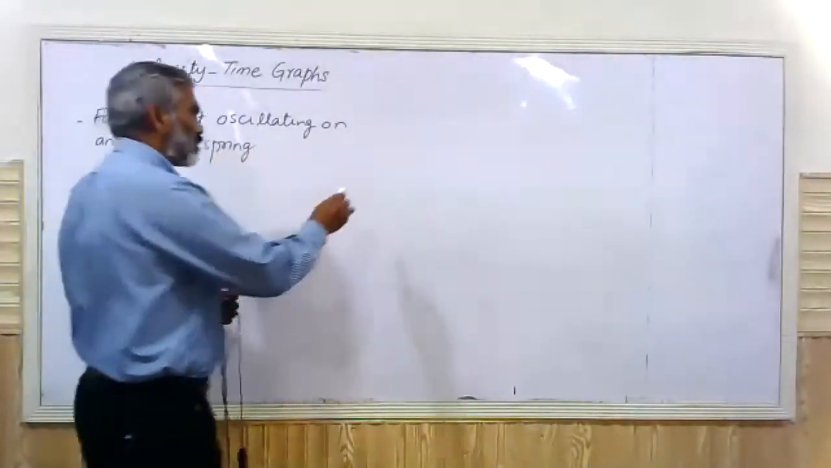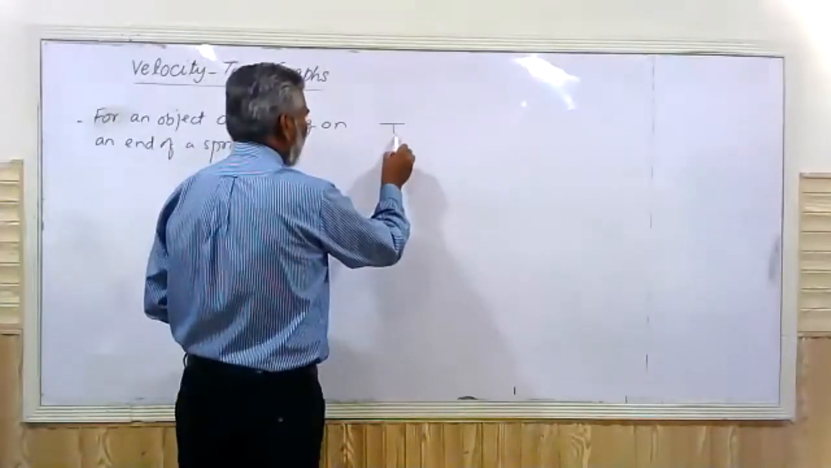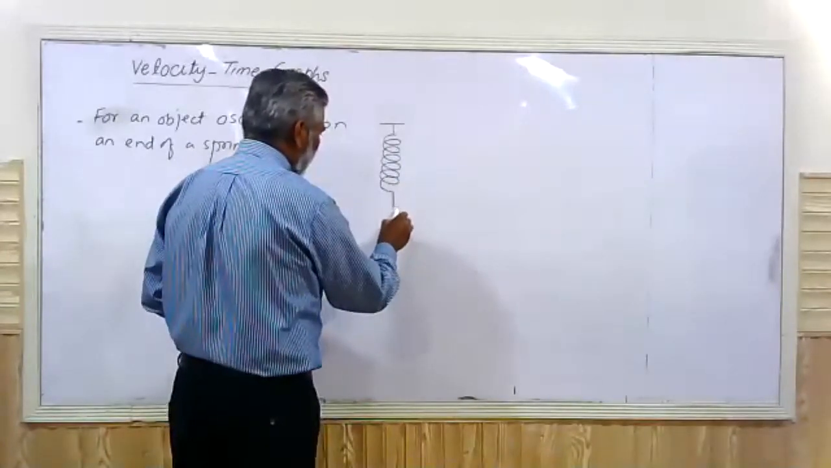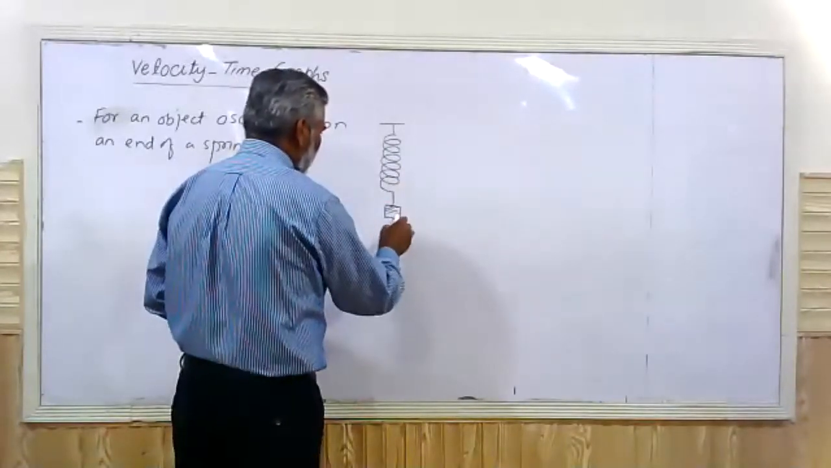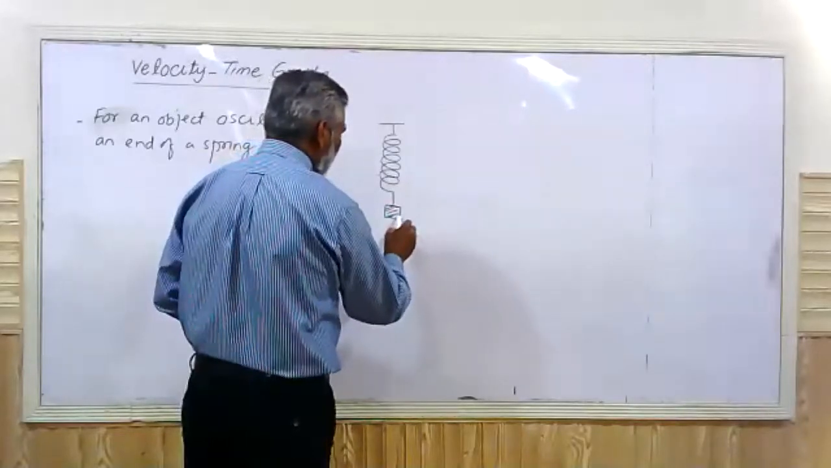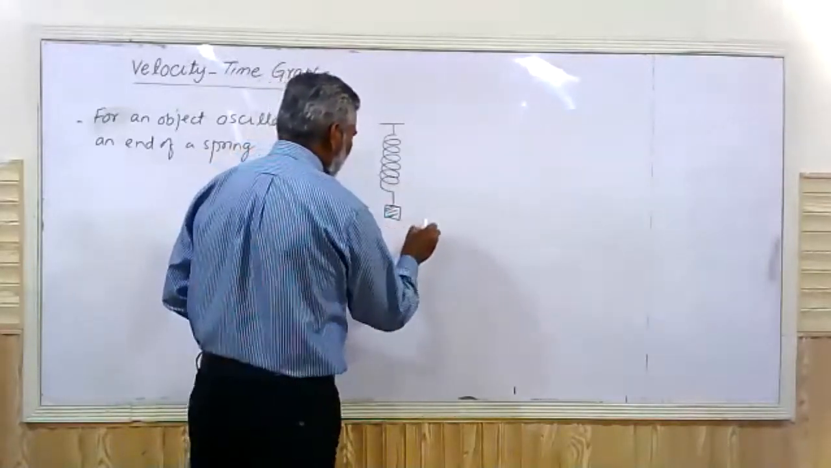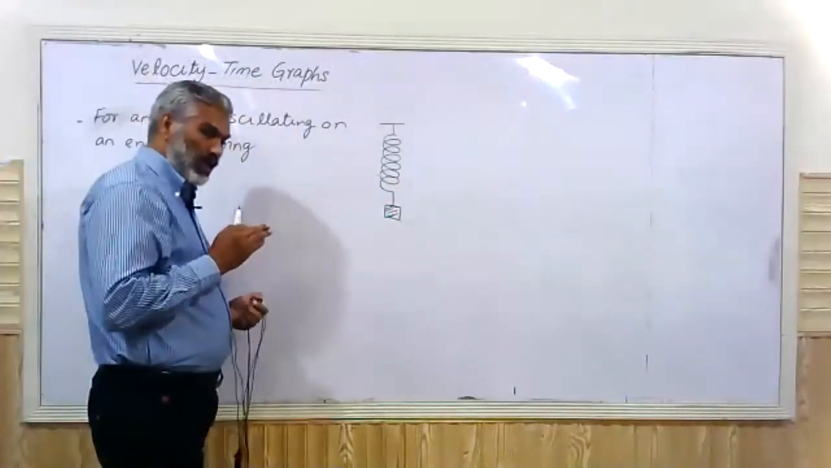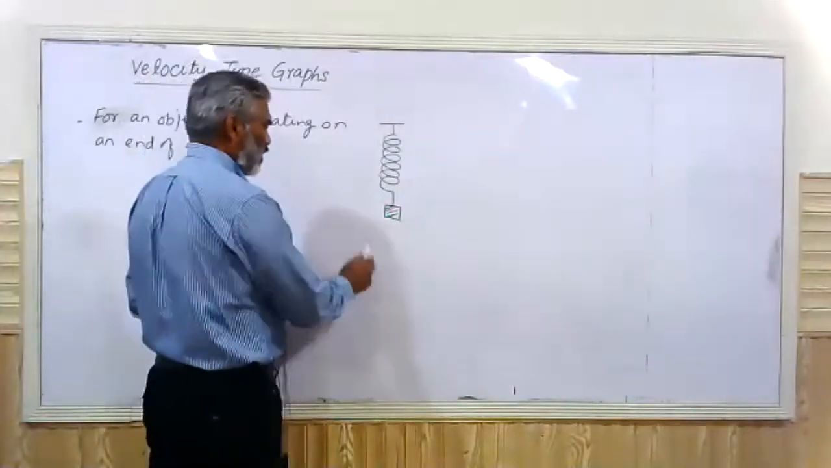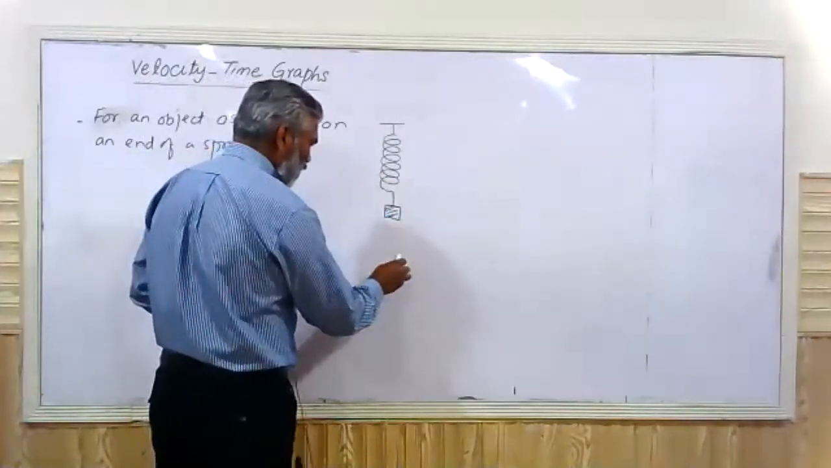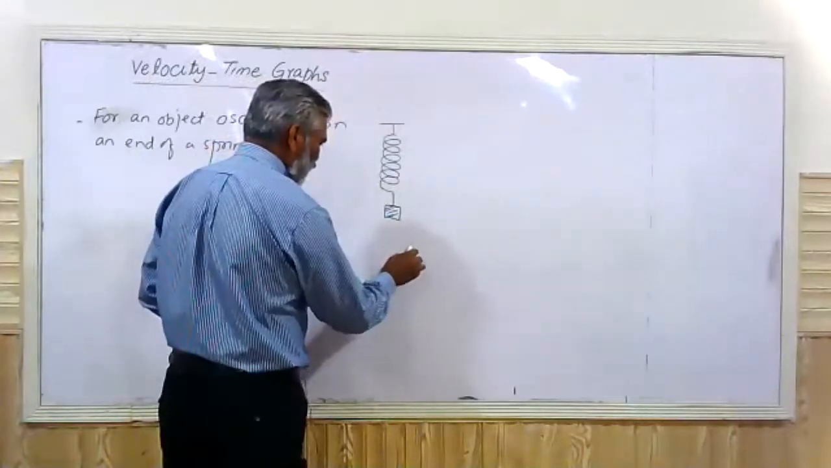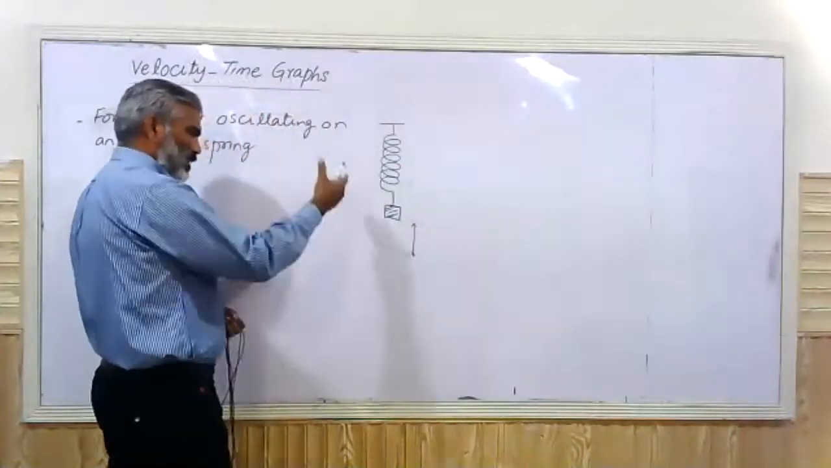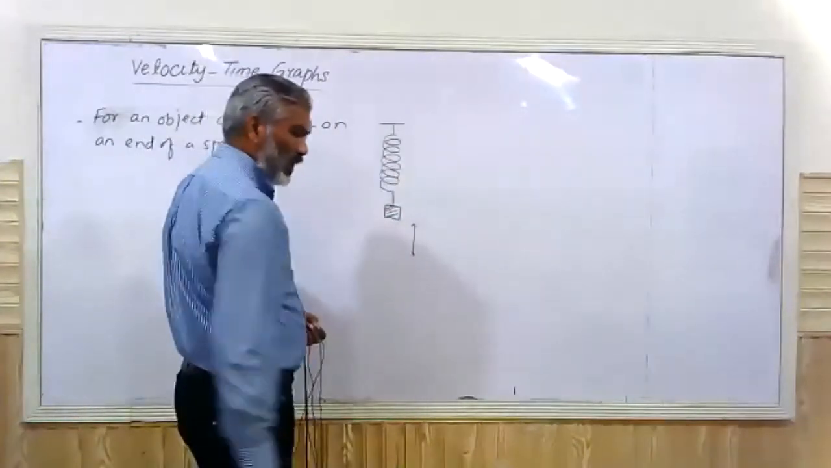When you have a spring like this and you attach a mass to this, let's say this is its equilibrium position. When you leave it in its equilibrium position, it stays here. Then you pull it down, let's say to this position, and then you allow it to oscillate. It moves up and down between these two extremes.